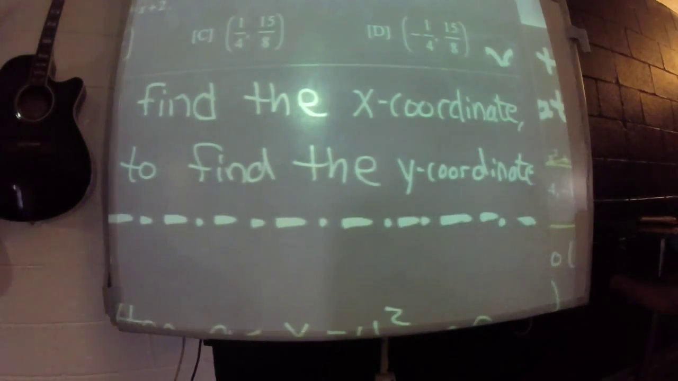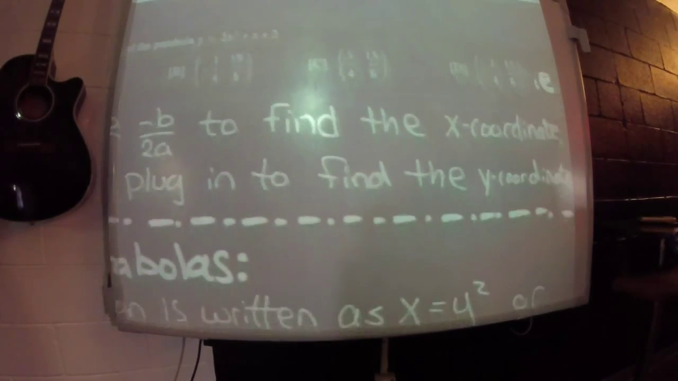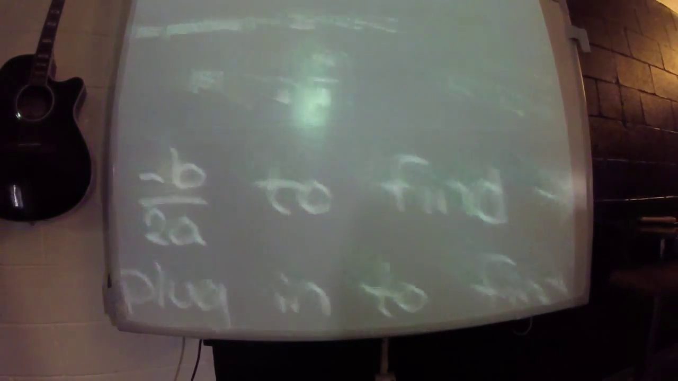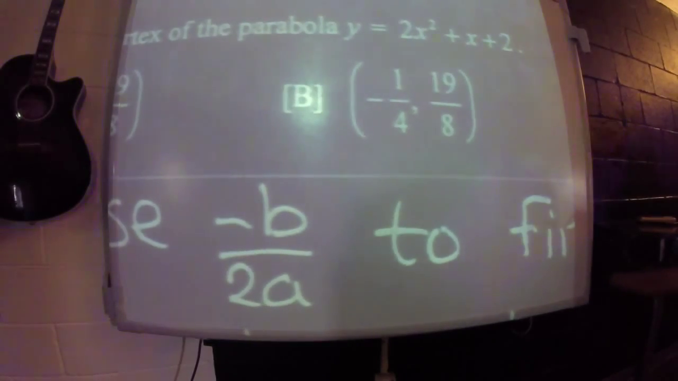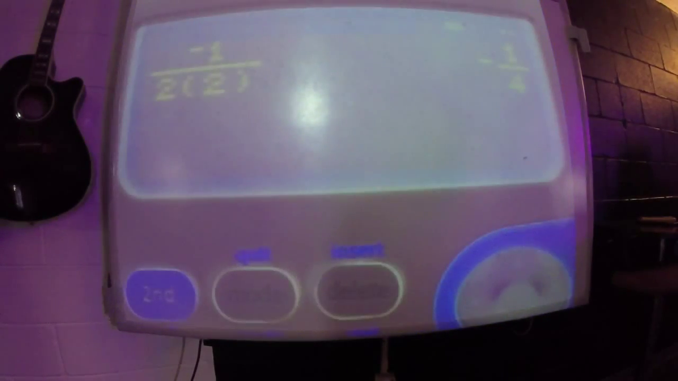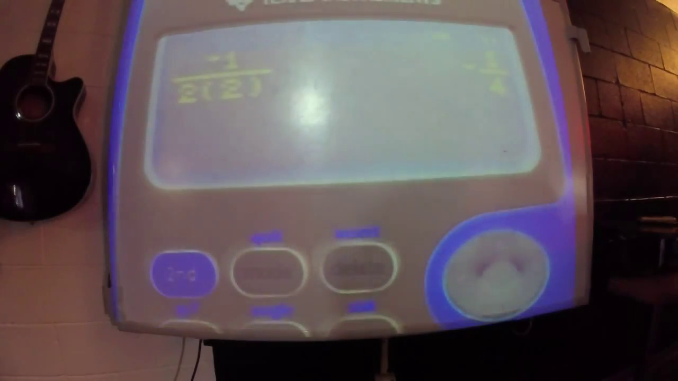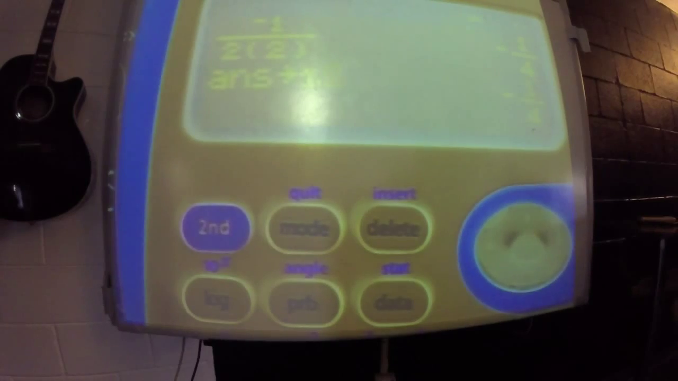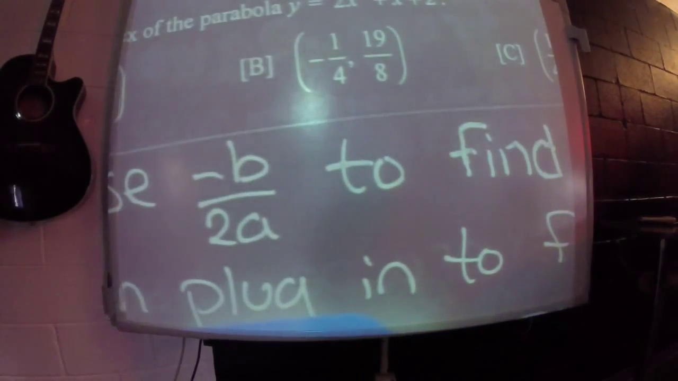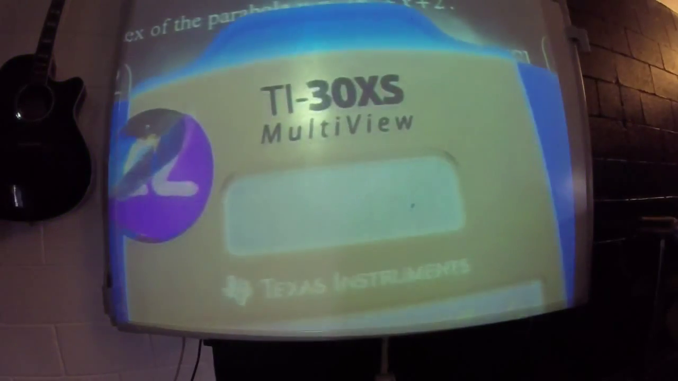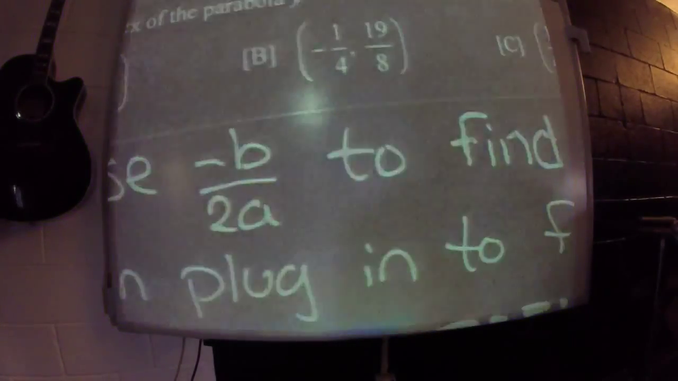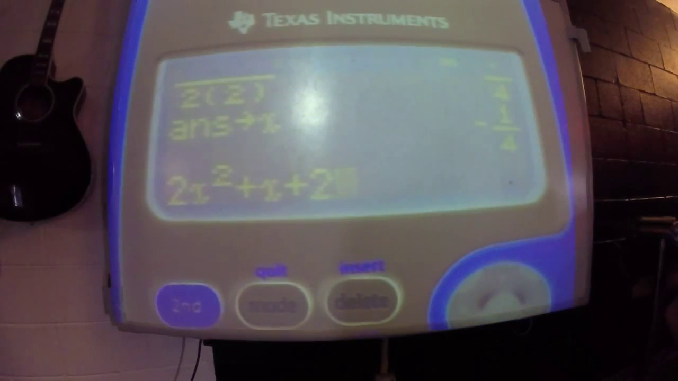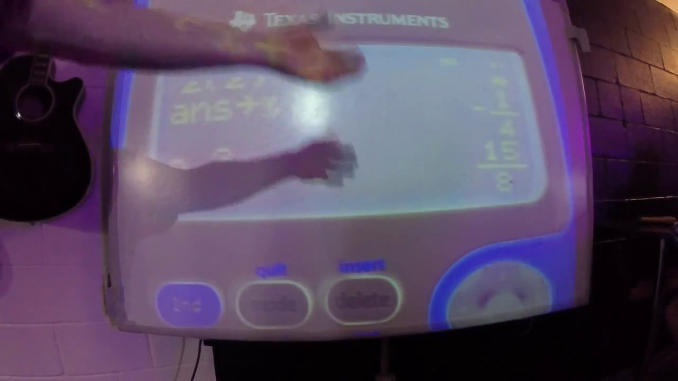All right, if I have to determine between B and D, what am I going to do? I'm going to put what I got for x in for all the x's. One way I might do that is to hit the store button, which is down here, and then hit the X button. It says answer stores X, so it's stored. Then just put the right side in: 2x squared plus x plus 2. And 15/8 is the y.